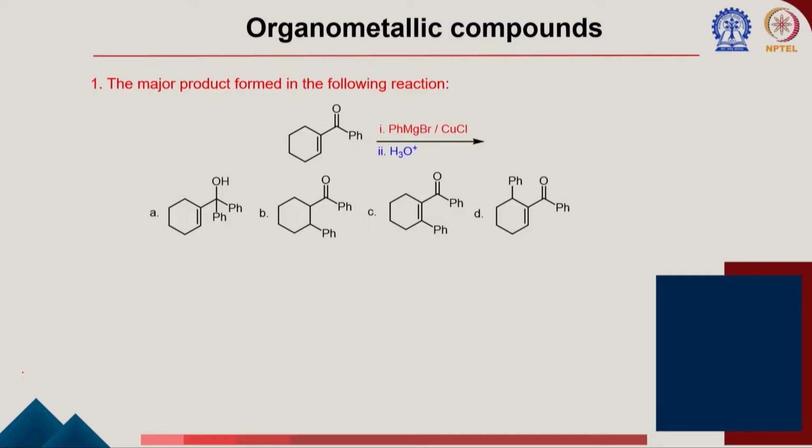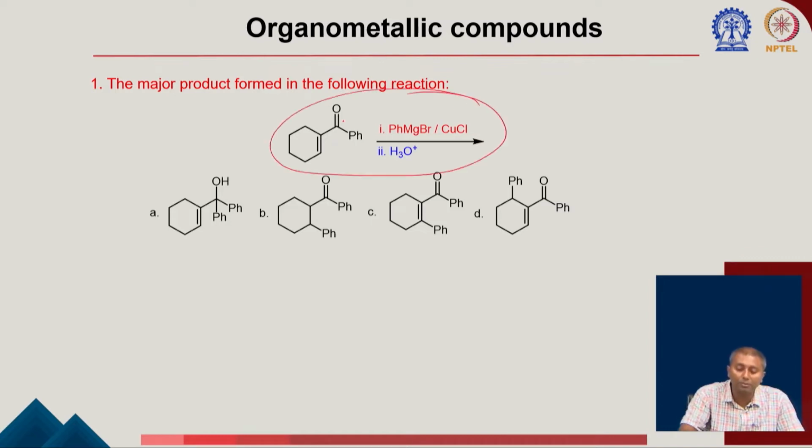The first problem is about organocopper chemistry. Here you can see there is an alpha beta unsaturated carbonyl compound, and you are treating it with a Grignard and copper chloride. Now if you treat this alpha beta unsaturated carbonyl compound with just simple phenyl magnesium bromide, what is going to happen? Your Grignard is a harder reagent, so it is going to directly go for a 1,2 addition.